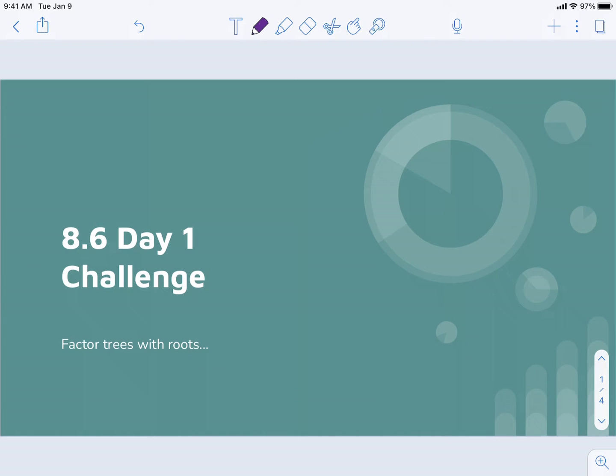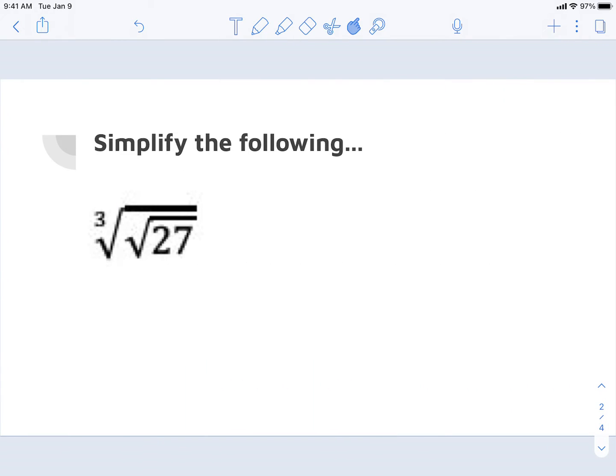Looking at simplifying some radicals with you, making some factor trees that are going to be a little different than the ones that we did in class. Okay, so we are trying to simplify the cubed root of the square root of 27. Now if you want to try this on your own, pause it, but you might want to see how I do this one and then try it on the next one.